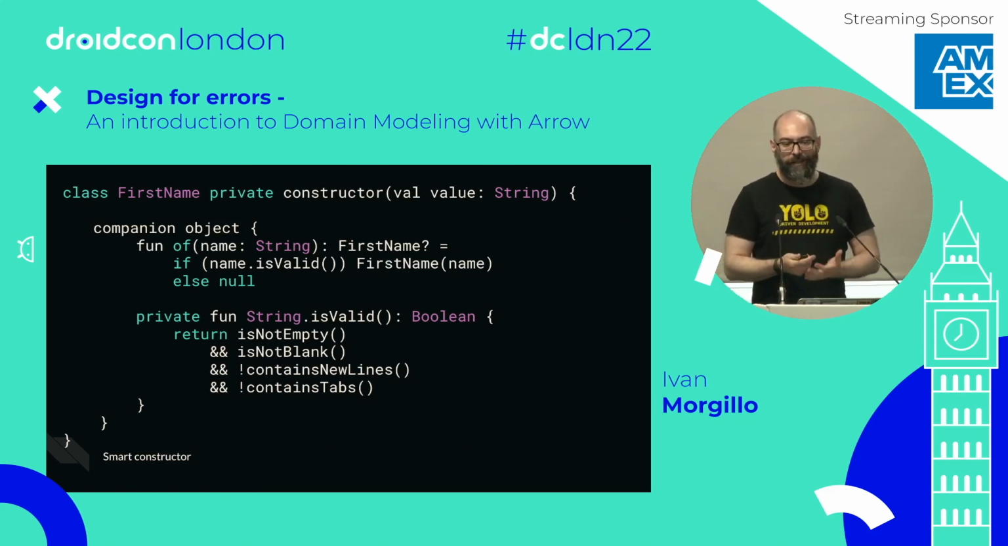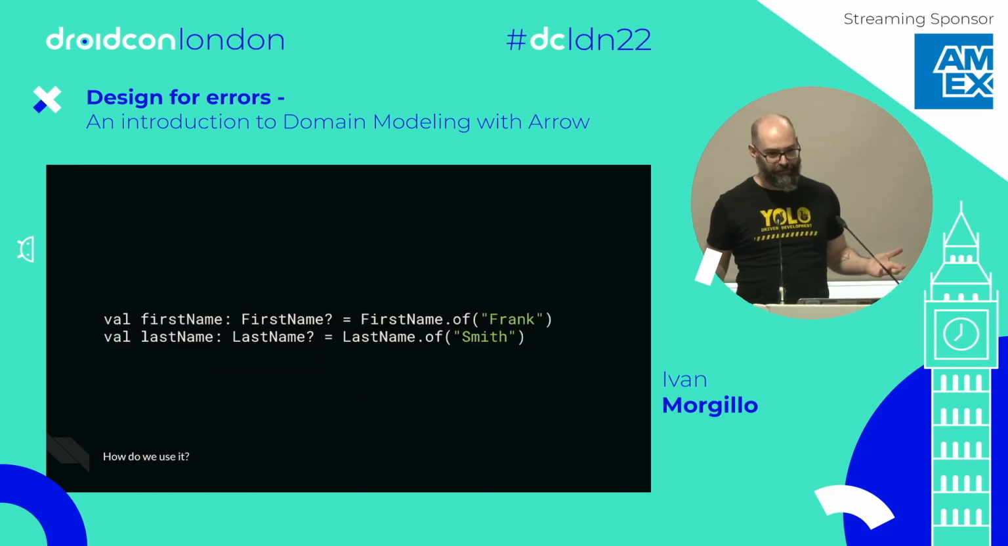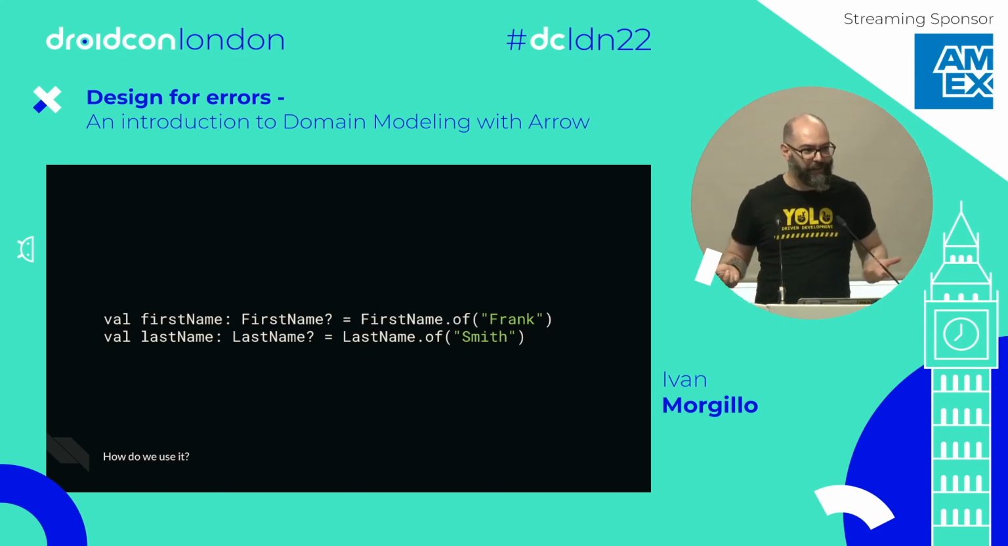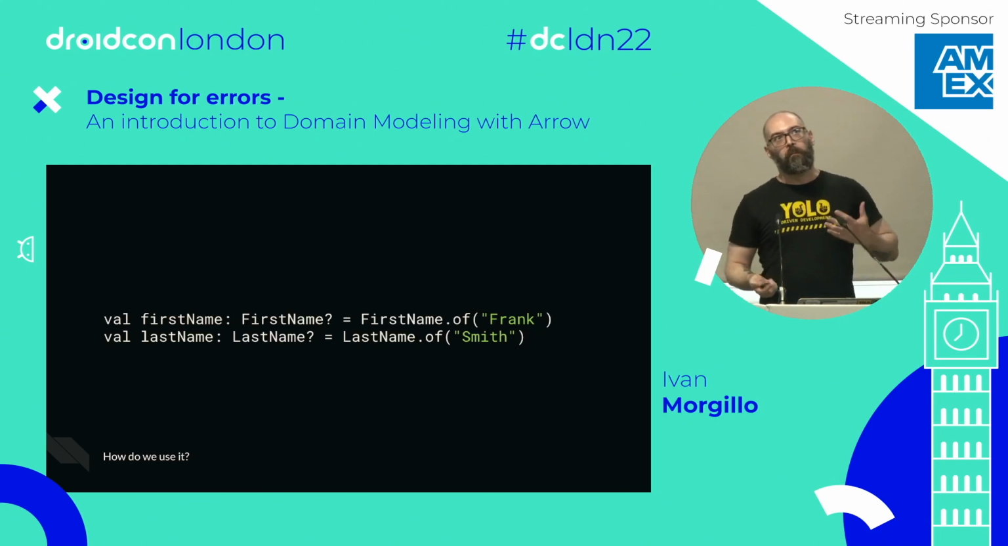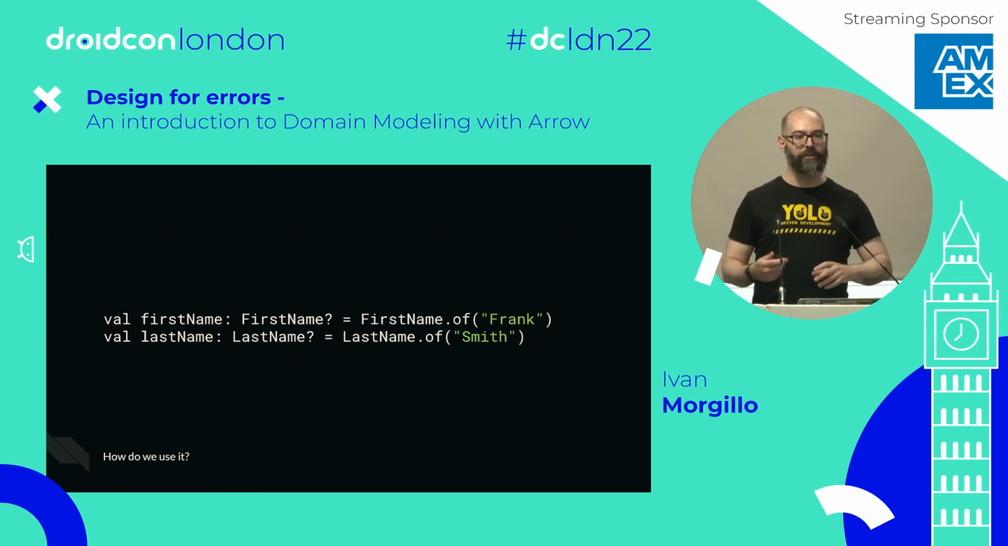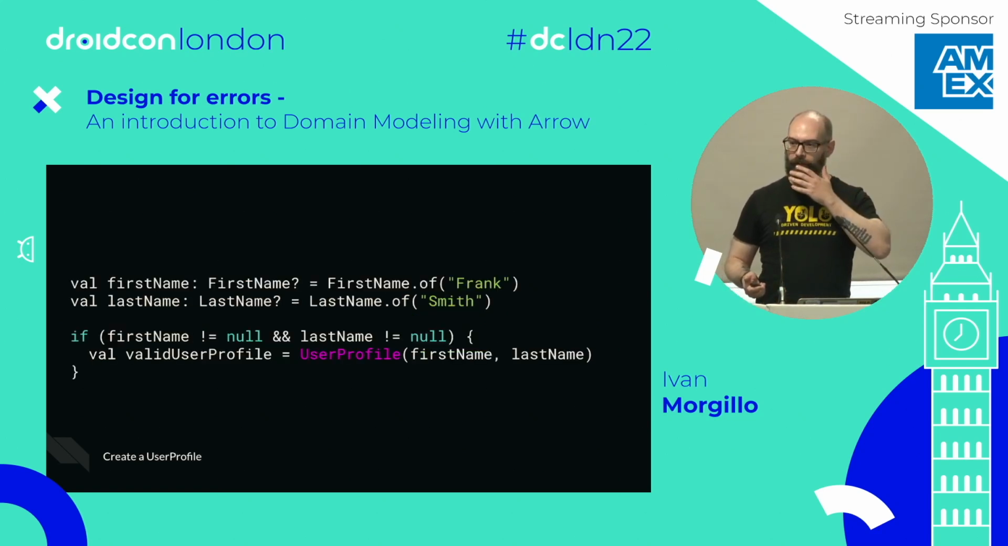So the way we use it is pretty straightforward. It's just a static function, and it gives you a bit of confidence that if you get a first name, it's going to be a first name object that you can use all over your code base. So you don't need to check if it's empty or weird stuff. If you get it, you can use it, or you get null. Once you start using this, you get a lot of nulls. Nullable types all over the place, at least at the edge of your code base, because you're doing a lot of validation at the edge of your code base.